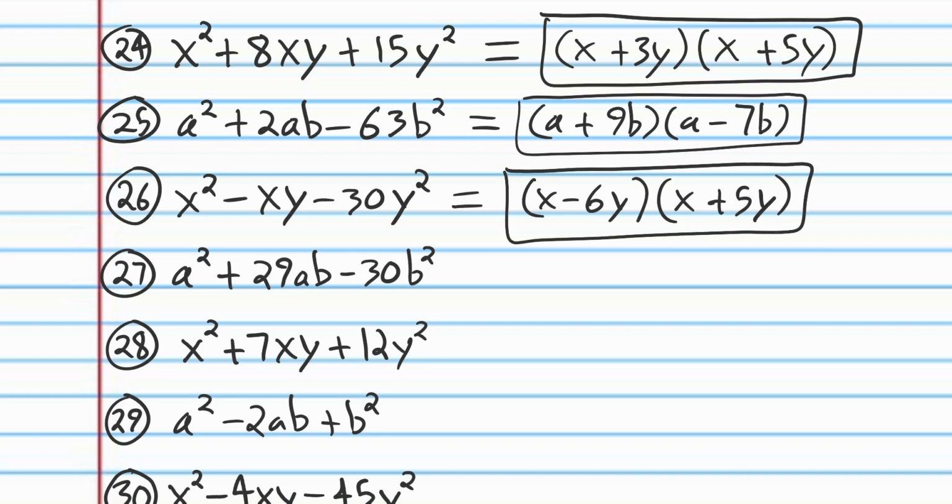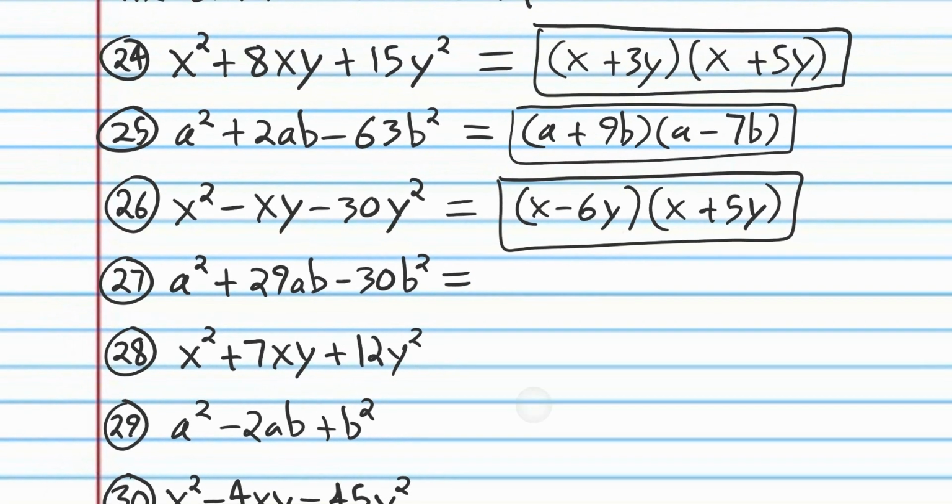So hopefully you're getting the hang of this now. Why don't you try number 27? And I just want to warn you that number 27 is going to be a little strange because we have a negative 30 here. And in fact, let's just do that one together now that I think about it.